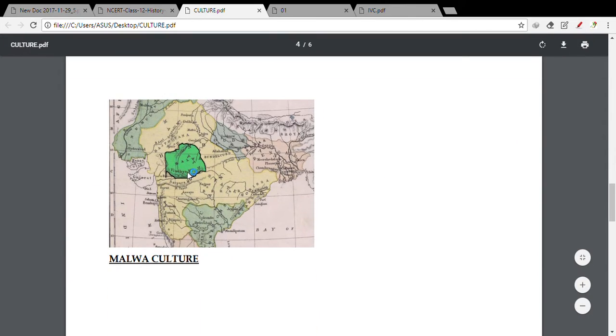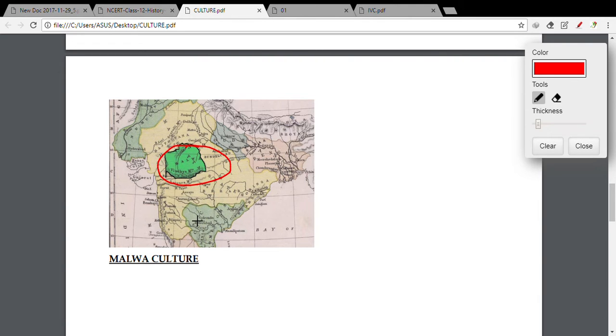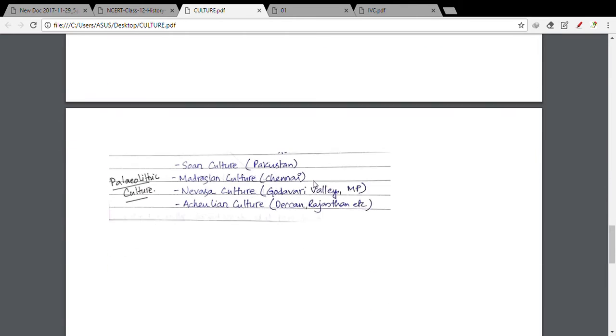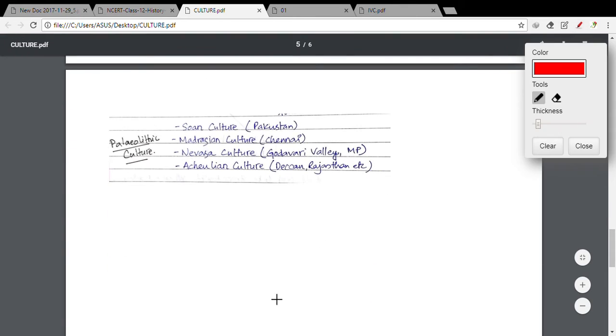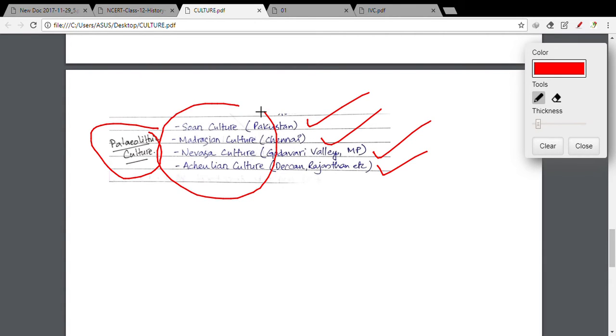And another important culture was the Malwa culture. We can see Malwa here. We will also cover Malwa in geography. So these are important. Now here I have jotted down some other cultures and the places of their origin. During the Paleolithic period, there was the Soan culture, the Madrasian culture, which was in Chennai, the Nevasa culture, which was around the Godavari Valley, and the Acheulean culture in the Deccan and Rajasthan. So these four are examples of Paleolithic culture. The Soan culture is in Pakistan, Punjab.